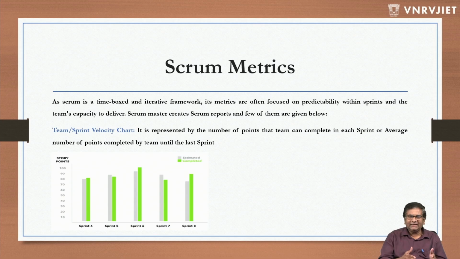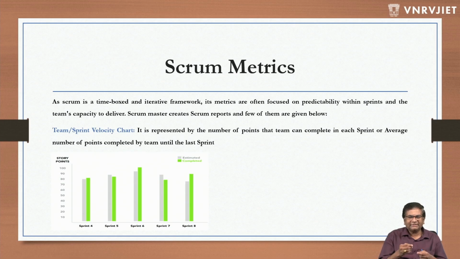But in reality, it could take less time or more time for the same thing. That's what the green bar shows. The gray bar shows the actual estimation. The green bar shows the actual completion time. Now, if you compare sprint 4, 5, 6, in sprint 4, the estimation and the completion time are almost the same.